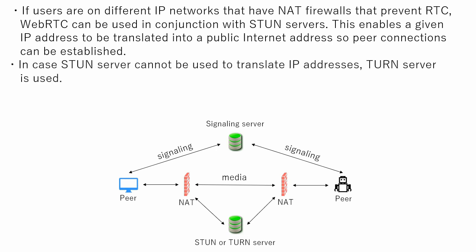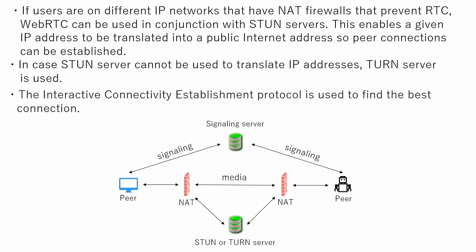In case a STUN server cannot be used to translate IP addresses, Traversal Using Relays around NAT server is used. This server relays traffic between users, enabling them to connect. The Interactive Connectivity Establishment protocol is used to find the best connection.